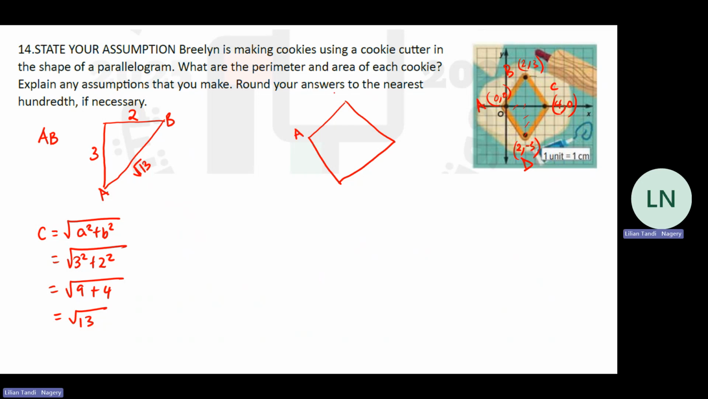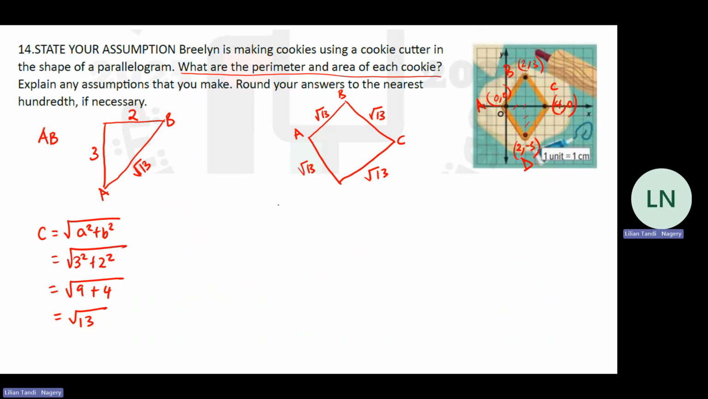So this is A, B is square root of 13. This is square root of 13. Now let's do this one. How many boxes here? 1, 2, 3, and 2 boxes. So this is also square root of 13. Square root of 13. Okay. What is the perimeter and the area? Okay, and each unit is 1 centimeter.